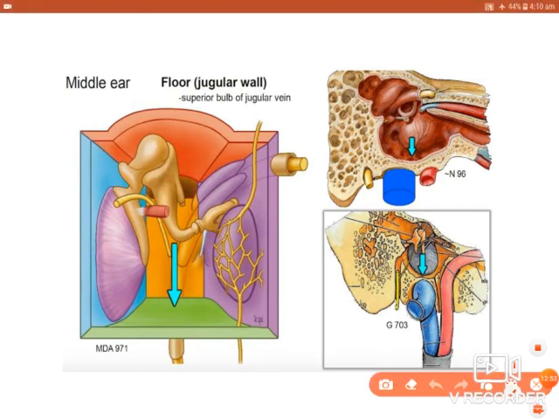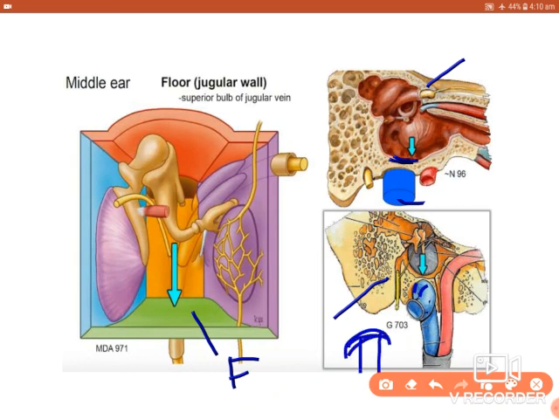Here you can see the floor of this middle ear. See in the medial view, and here in the lateral view, this part forms the floor. The floor relates to one vein, the internal jugular vein, which lies in the jugular fossa. Then this is a small part of the temporal bone which separates it from this tympanic cavity, and also its floor is related to this internal jugular vein.